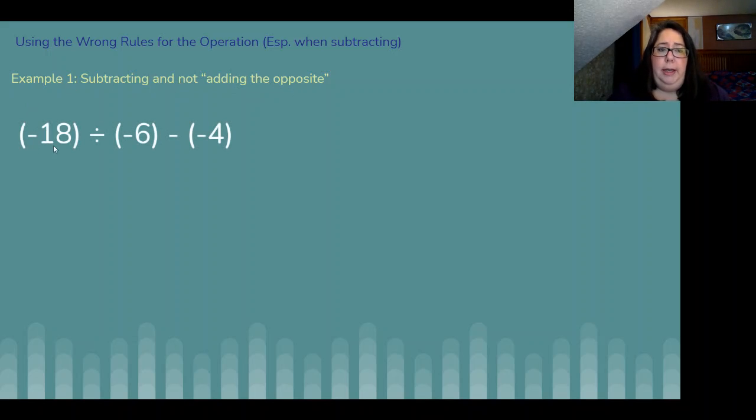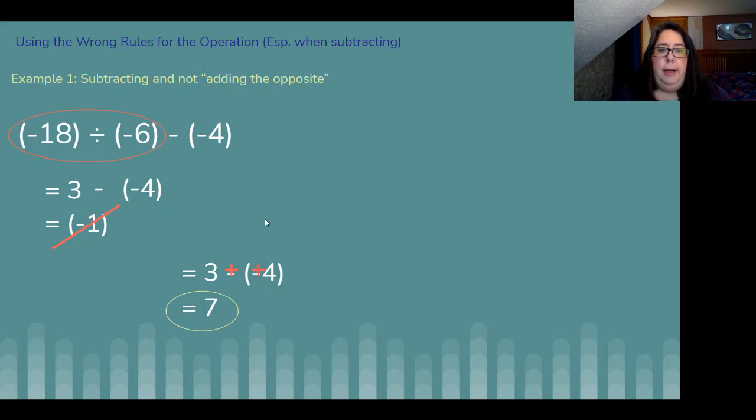So we're going to look at -18 divided by -6, subtract -4. You would do the dividing first and end up with 3 take away -4, and this is where students just think adding, and 3 plus -4 is -1, and that's what they would write. Where really, when they got to this step of 3 take away -4, you need to change the subtracting to adding and the -4 to a +4 and get 7 as the final answer.